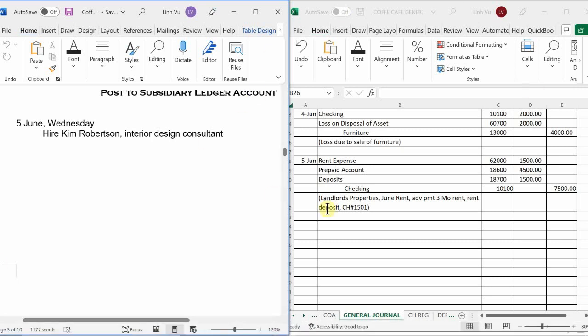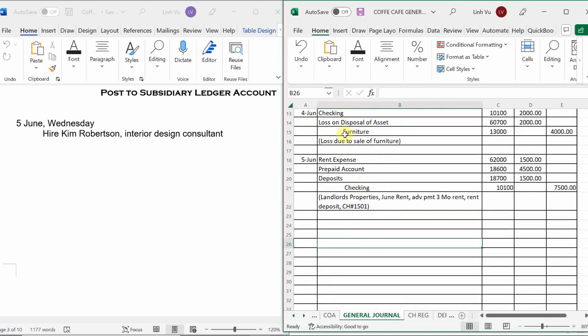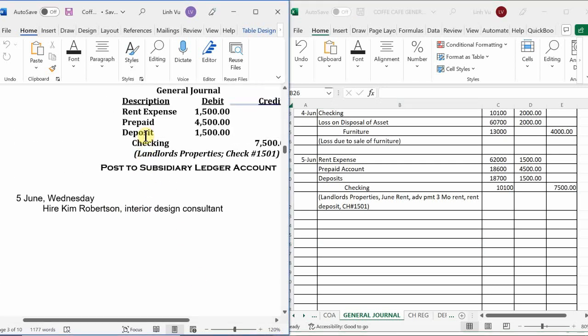So, this is where we last left off. We are still currently on our very first page of journals here. We left off with making that payment for the rent for the location. Okay. And this is where we last left off.